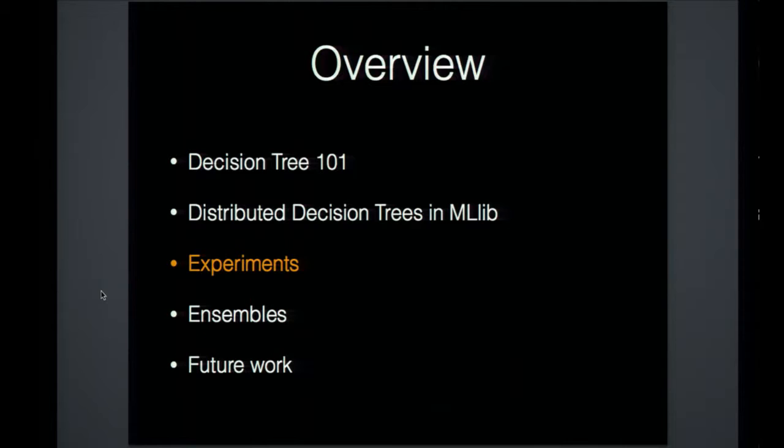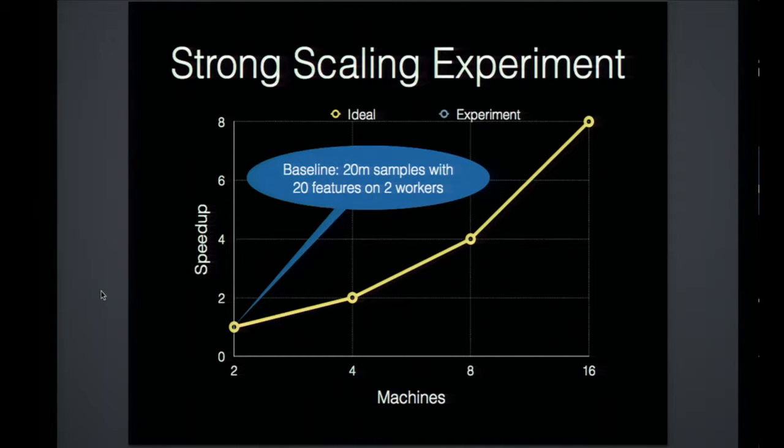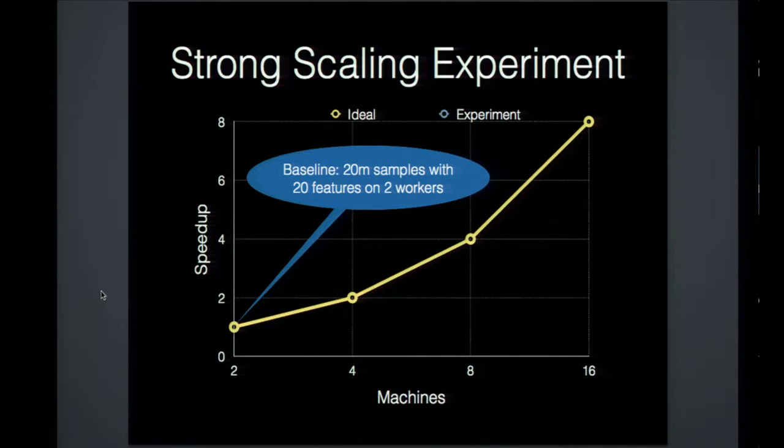Now let's see some experimental results on top of distributed data sets. The first experiment we performed was on strong scaling. In strong scaling, you keep the data set size the same, and you change the number of machines that you run your experiment on to see how your implementation scales with the number of resources. On the x-axis on this graph, you see the number of machines, and our experiment was 2, 4, 8, and 16. And on the y-axis, you see the speed up compared to the baseline case. The baseline case corresponded to 20 million samples with 20 features in the data set on 2 workers. So if you go from 2 to 4 machines, as you can see in the ideal curve, you would expect a speed up of 2.